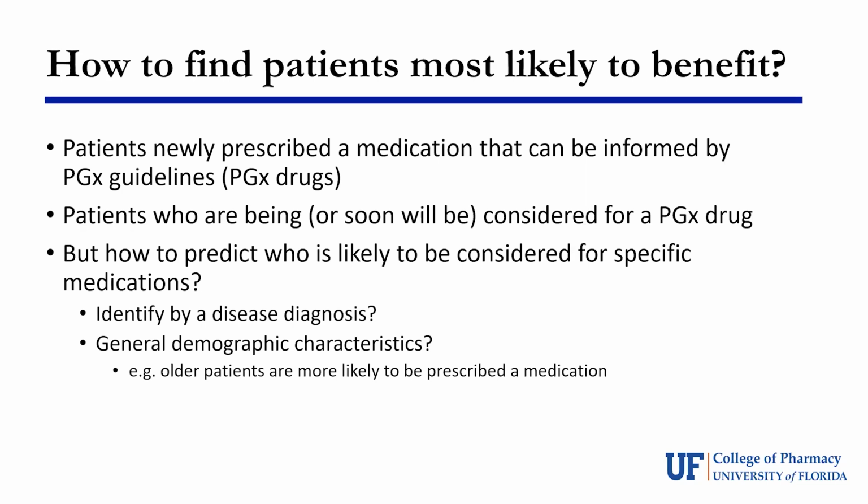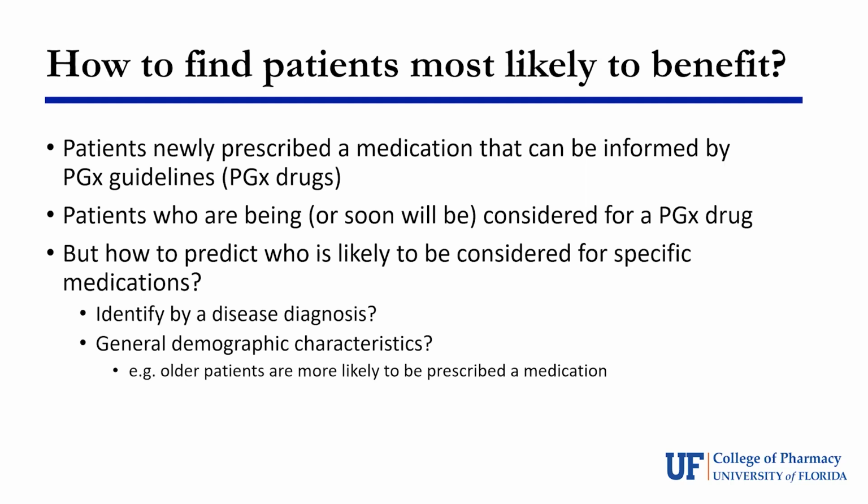But the problem with that is, how do we predict who's likely to be considered for a specific medication? Maybe we could do it by disease diagnosis. Patients who are diagnosed with X disease are likely to be prescribed this class of drug, so let's test them right at diagnosis. Then when a drug decision is being made, the results are already there. That's one option. Sometimes though, the time between diagnosis and prescription is basically the same visit, in which case we couldn't get results back in time. But for a lot of cases that could work.